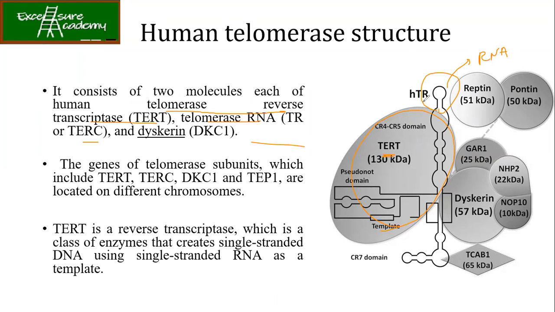So you can see that the main is this particular domain, which is your telomerase reverse transcriptase, and to that we have also the RNA. Okay. And then later we have got the other subunits like dyskerin is there, GAR1 is there, reptin, pontin, NHP2, NOP10, PCB1, all these other different subunits are present. Main is your TERT and your TR. Okay. Now, it's a reverse transcriptase, which is a class of enzymes that create single-stranded DNA using single-stranded RNA as the template. So that's why in the previous lecture, we said that the telomerase is also a reverse transcriptase. Okay.